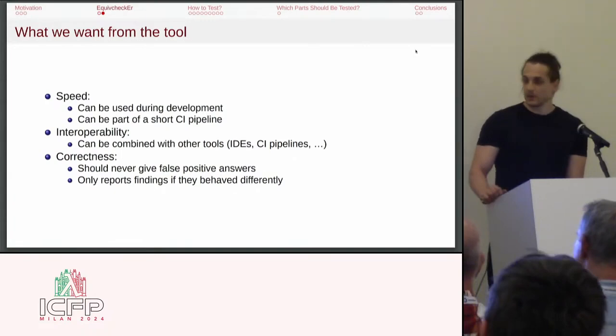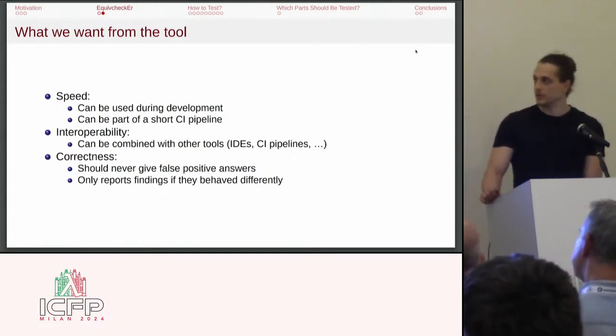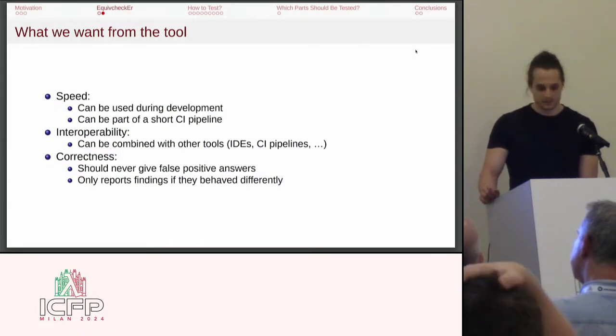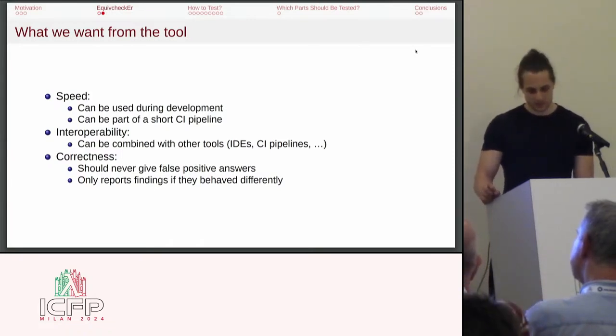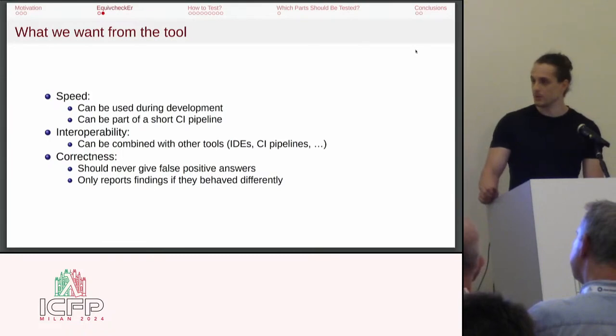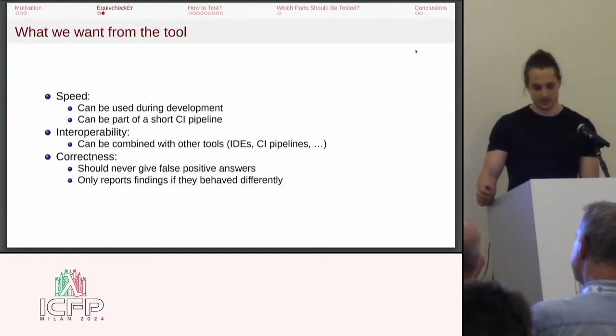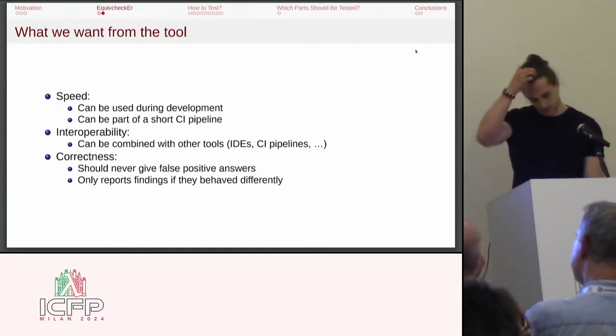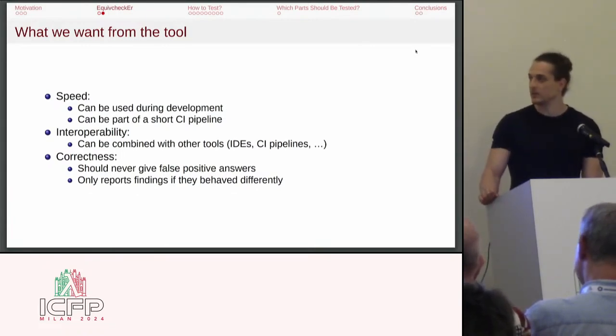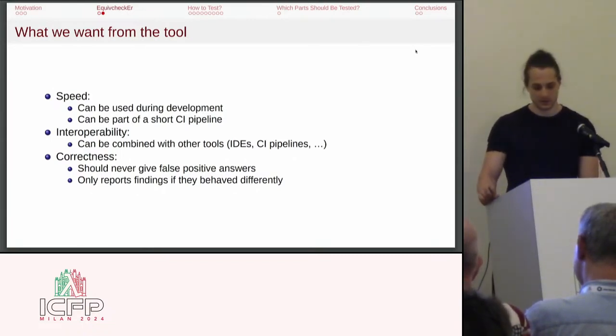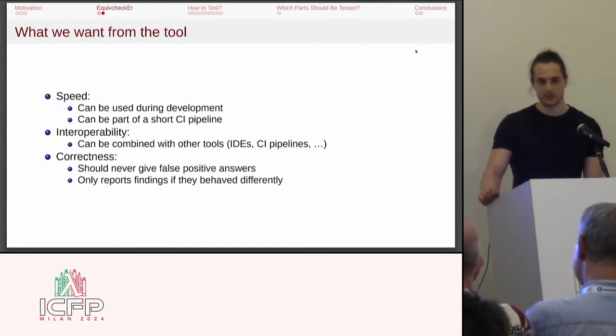So here you can see a list of what you would probably like from a tool like this. And the first one is speed. So we'll probably want it to be reasonably fast, so it can be integrated into the development, where it can be used during the development phase. And it's easy to imagine that if a tool like this took not seconds, but like minutes to run, then probably nobody would like to use it.